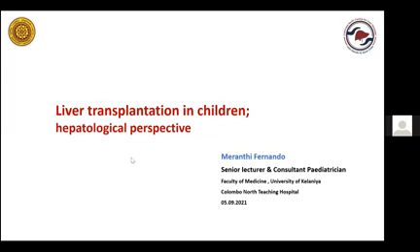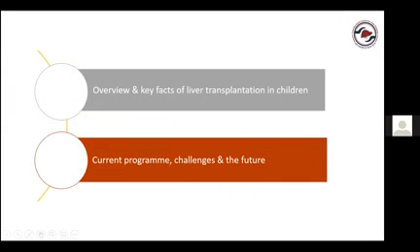So, giving a broad background to my lecture today, these are the two main key areas I will be talking about today. Liver transplantation in children itself is a broad topic. So, I thought I would give you an overview and key facts about liver transplantation in children. That would be the bulk of the talk today. And towards the latter part, I will be sharing the current program, challenges, and what would be the way forward and the future.